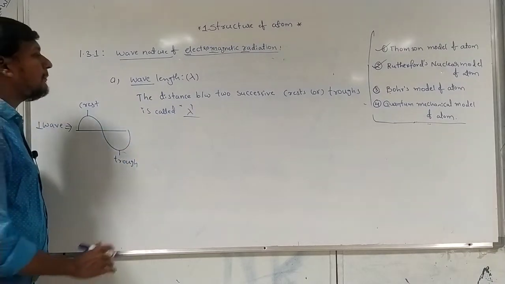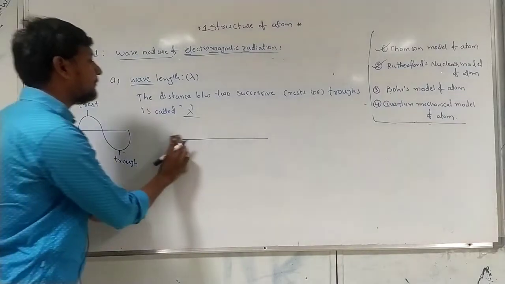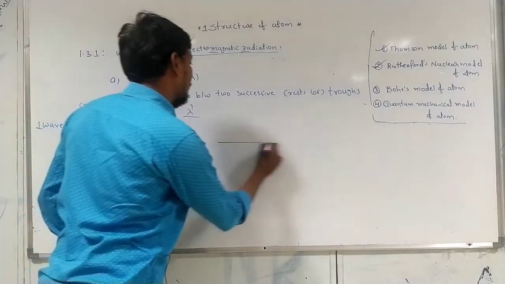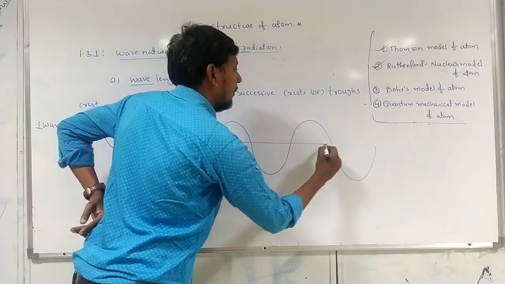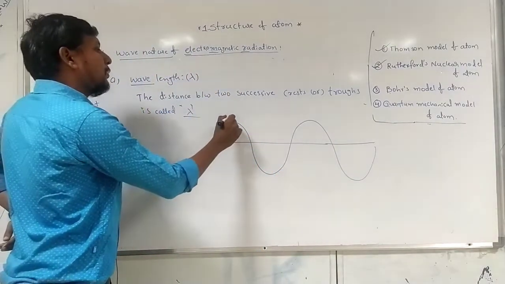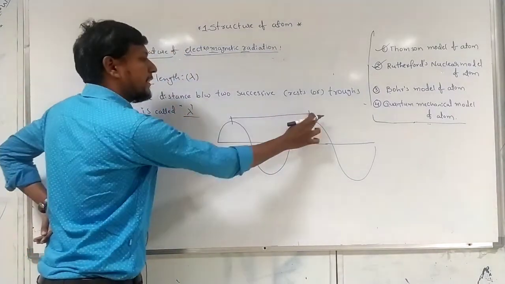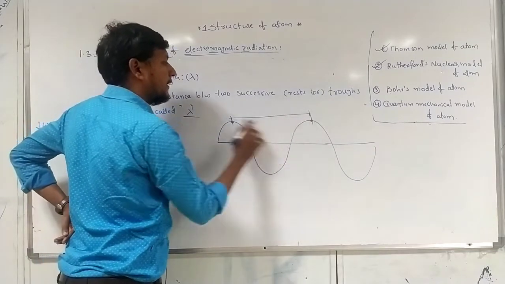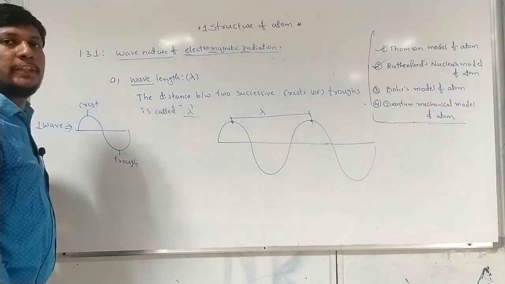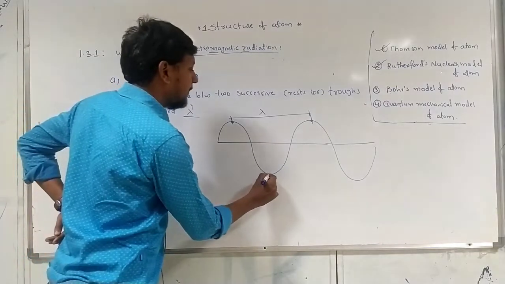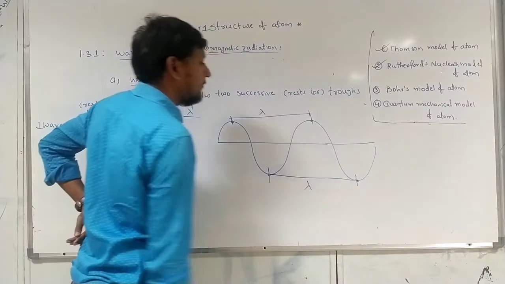Here, wavelength means the distance between two successive crests. This distance between the two successive crests is considered as the wavelength, the length of the wave. Or the distance between two successive troughs is also considered as a wavelength.